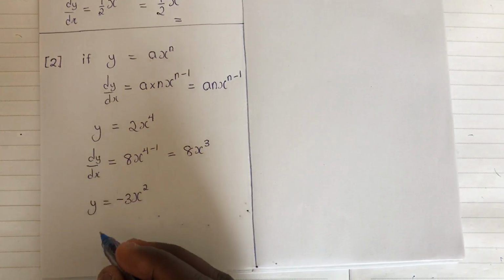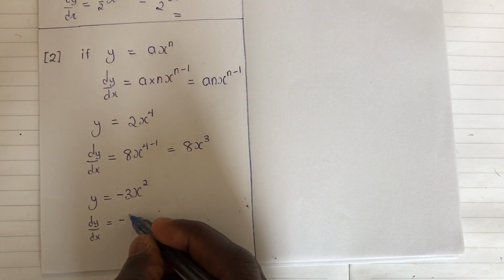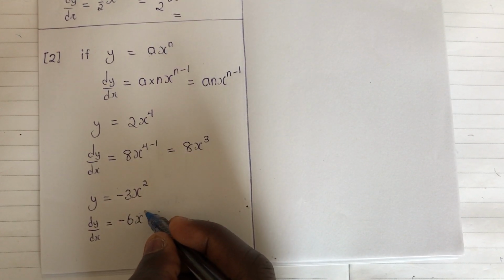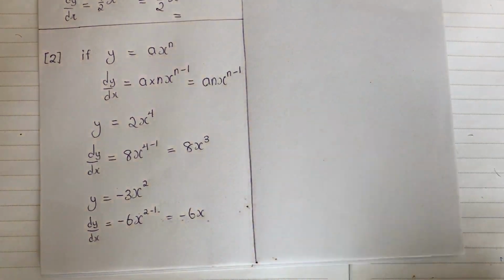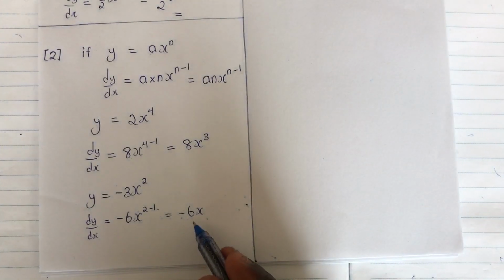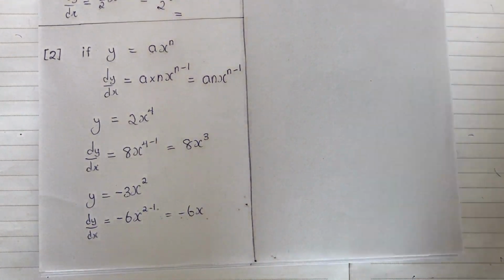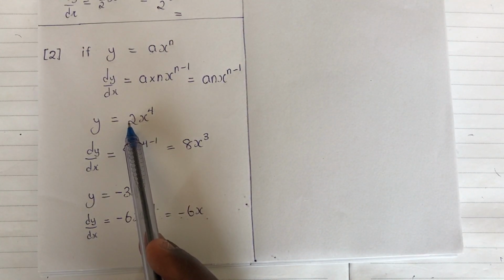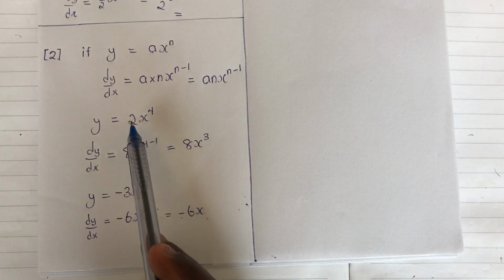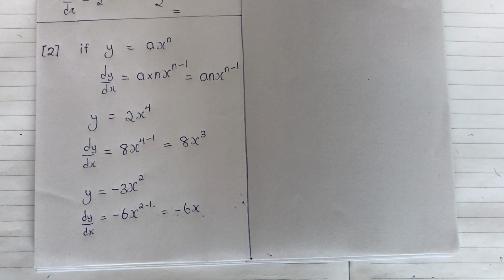Another example, y equals minus 3x raised to the power 2. Then when we differentiate this, we are getting dy/dx equals minus 6x raised to the power 2 minus 1, which will give us what? Minus 6x raised to the power what? 1. And this is our final result. So dy/dx equals negative what? 6x. Remember that no matter the value they put here, it's still the same thing. The value here can be a decimal number. All you need to do is use the exponent to multiply. As simple as that. So let's go to rule number 3.